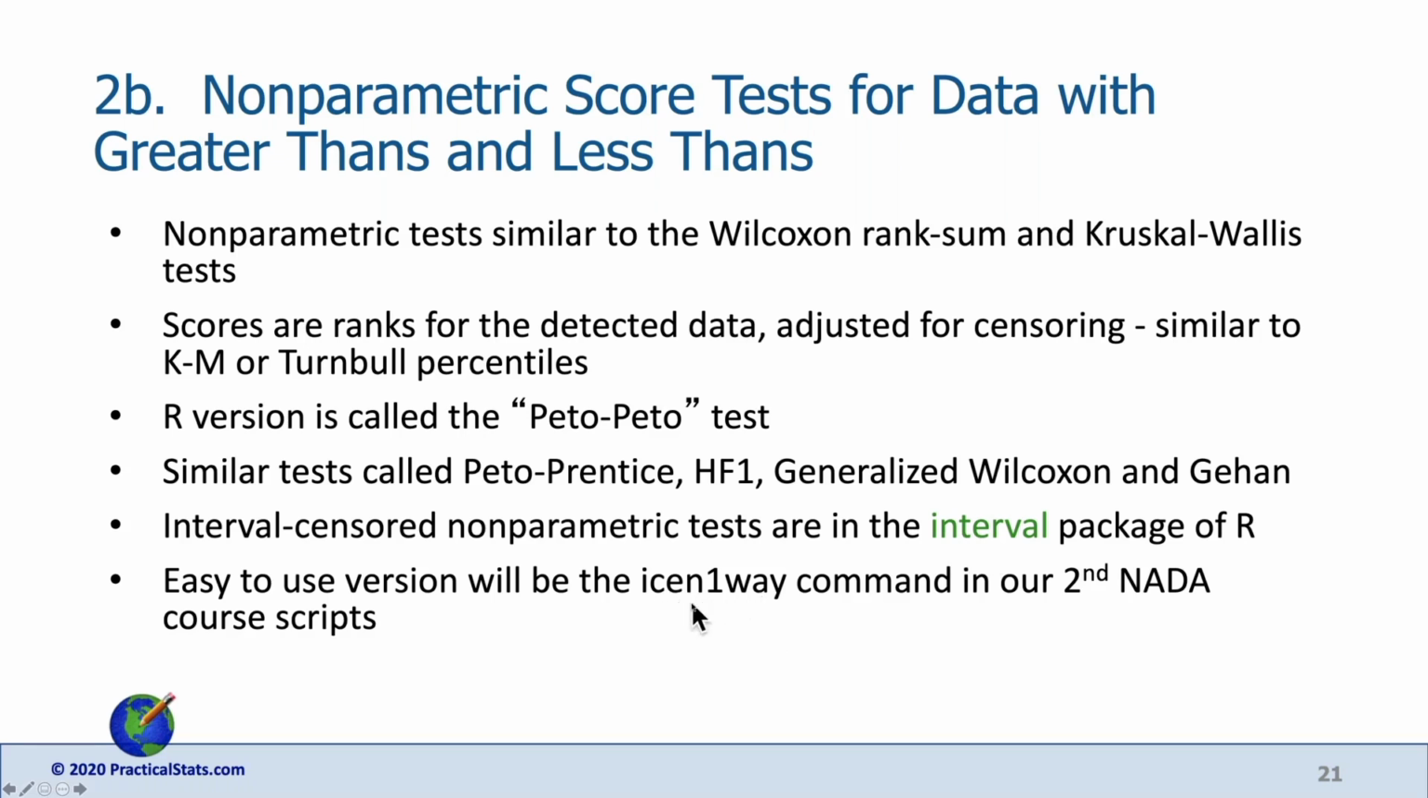ISEN one-way is a one-way Kruskal-Wallis, like a one-way analysis of variance, but a non-parametric test. If you've seen some of our other videos, you've seen the SEN one-way command doing this just with non-detects. The I in front means I'm going to get the input so that you can use greater thans as well as less thans, or put in the below-the-method detection limits and in-between detection limit and quantitation limit structure as well in this ISEN one-way command.